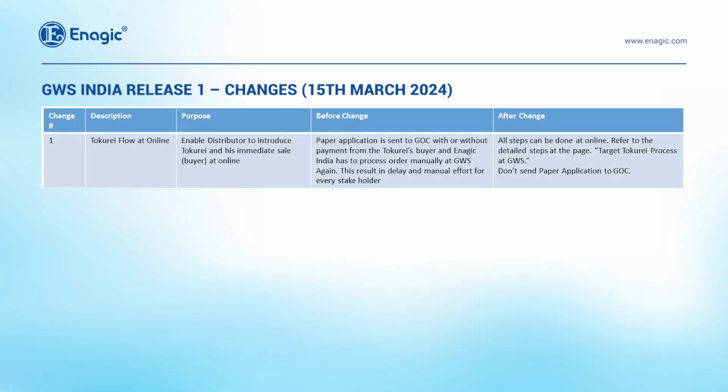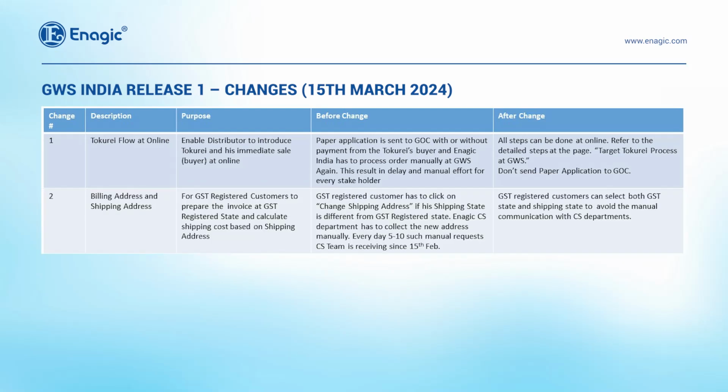Target Tokure process at GWS. Don't send paper application to GOC. Change 2. Description: change to billing address and shipping address.